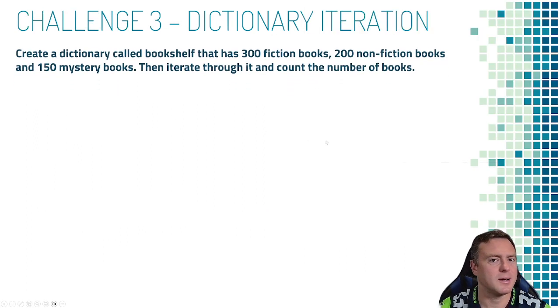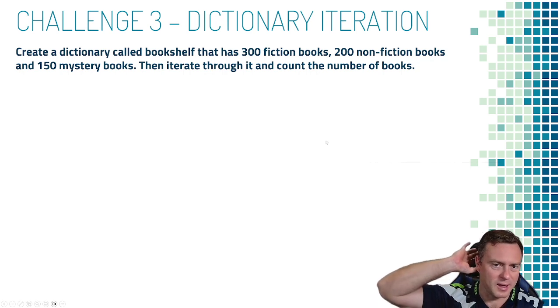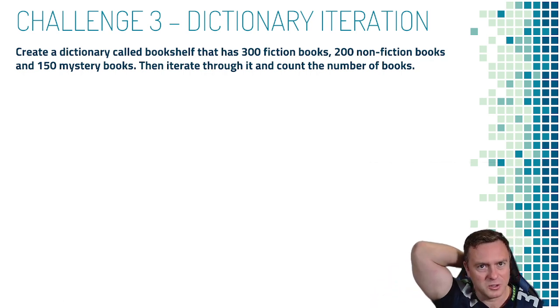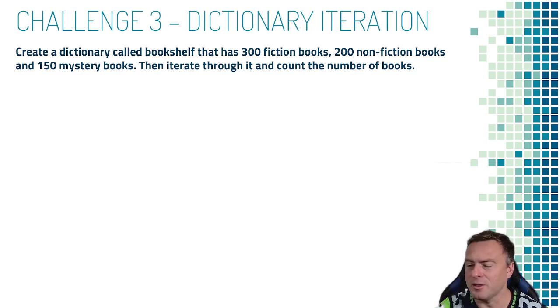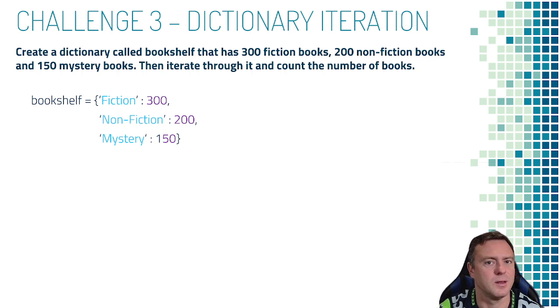So your challenge now is to create a dictionary called bookshelf that has 300 fiction books, 200 non-fiction books, and then 150 mystery books, and then iterate through them all and count the number of books. I'll give you the dictionary to start. So pause the video, see if you can build that. Very similar to what we just did.